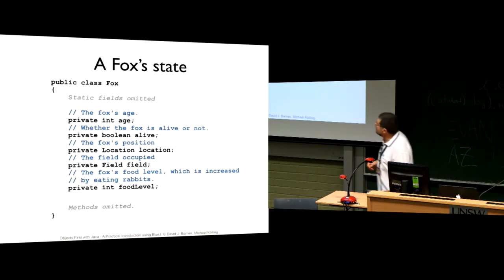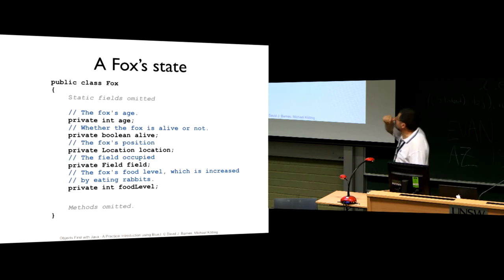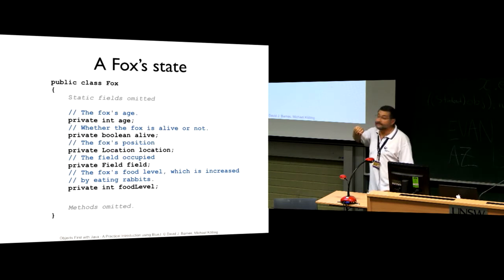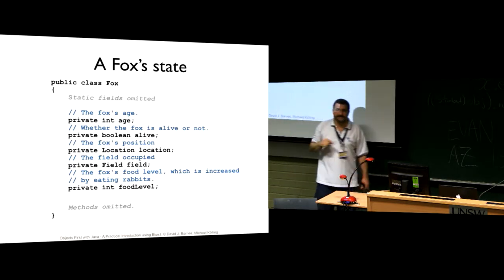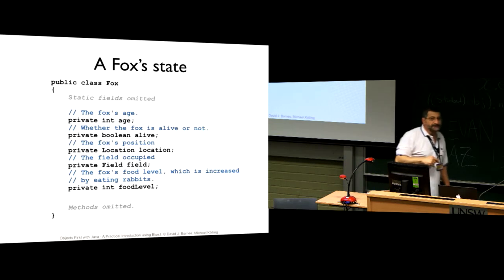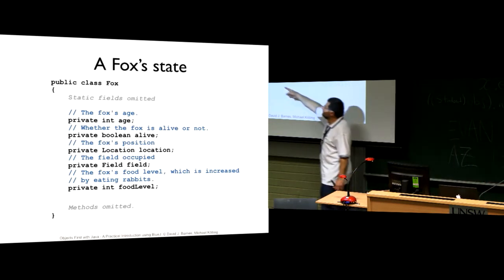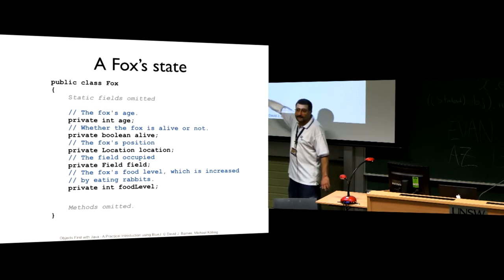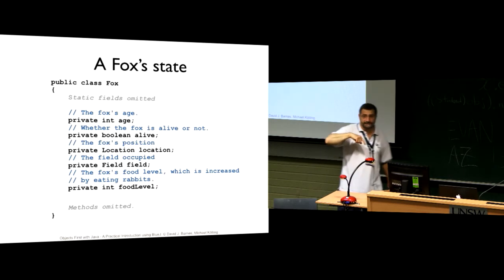A fox has similar fields. It's got an age as well, which ticks up every time we go through the thing. We have to know whether it's alive or dead, location, field. So all of those things above are the same. The only difference is that the fox has to maintain a certain food level. And if it goes below that, it'll die. And to maintain it, it's got to try to find rabbits to eat.